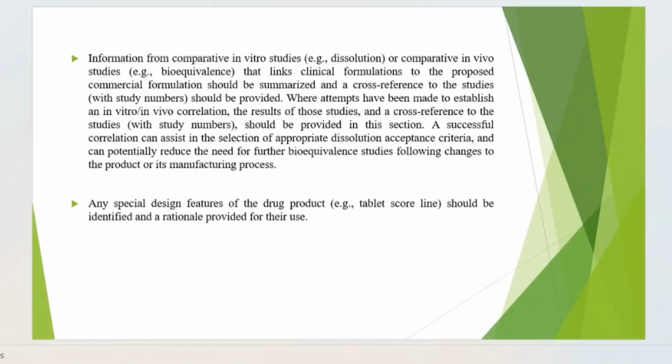So in this way, the reason behind keeping the score line should be given here if there is a score line. Otherwise, if it is a plain tablet, then there is no need to provide any justification.